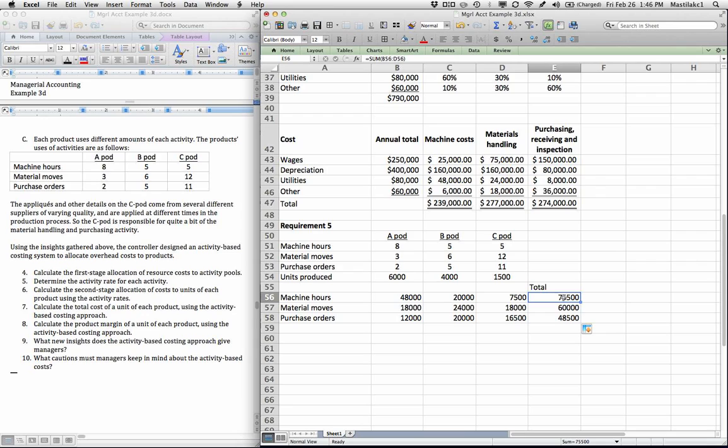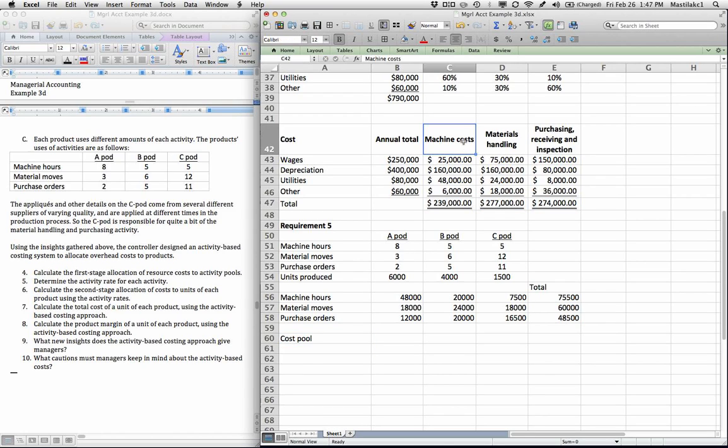So now we know that in order to make all the products we're going to make, we're going to use a total of 75,500 machine hours, which we already knew from above, 60,000 material moves, and 48,500 purchase orders. Now we can use this and our total cost for each pool and come up with an activity rate.